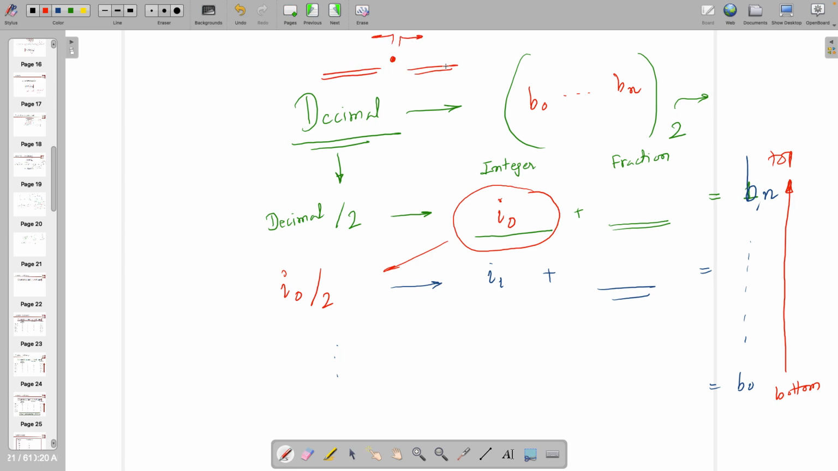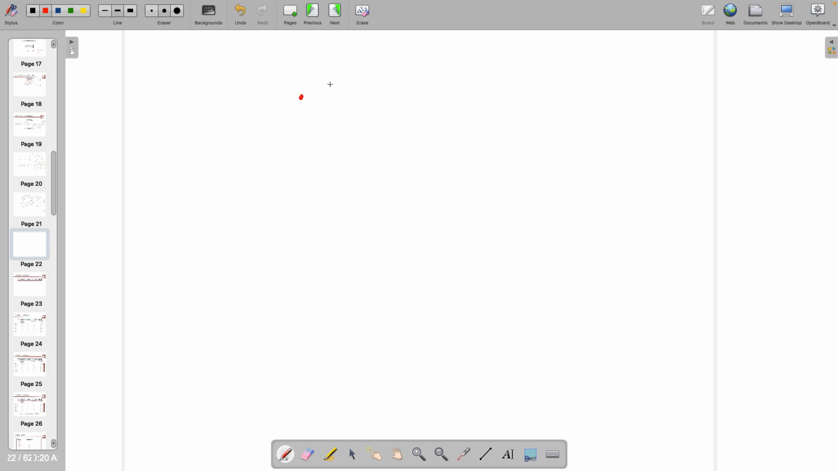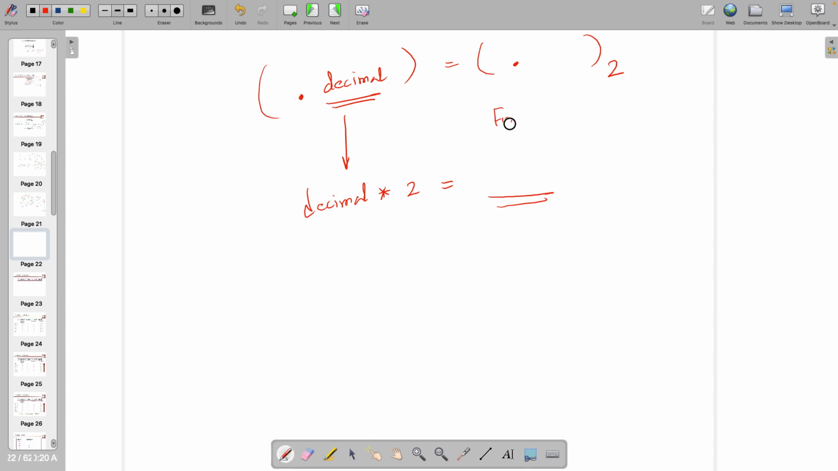If it is this side with some fraction, decimal number, this side, then you have to multiply. So after the point, if there is some decimal number and you want to convert it to binary, after the point, what you have to do? You have to multiply this decimal by 2. You will get some number, fraction. So note that you have to include this point here. Point times decimal multiplied by 2, you will have some integer part and some fraction part.